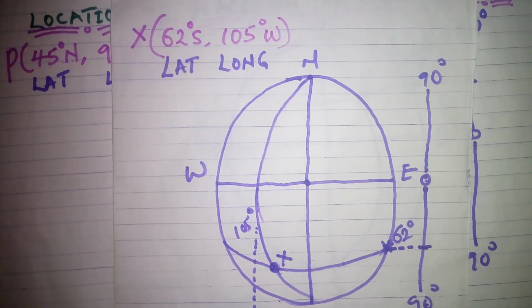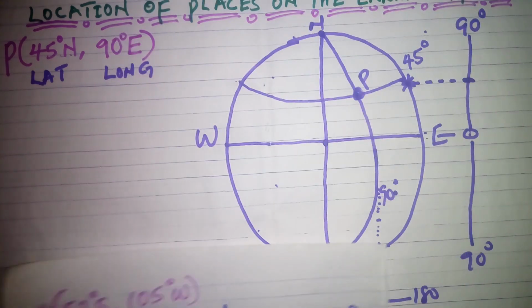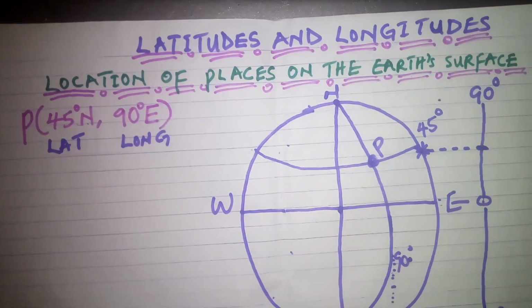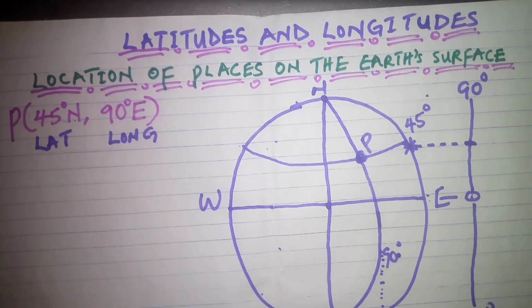So that's it for location of places on the Earth's surface. This is lesson 2. There will be lesson 3 still on this topic.